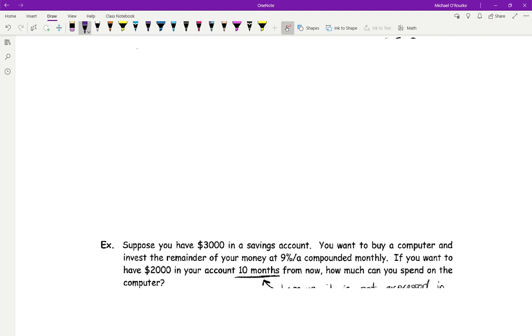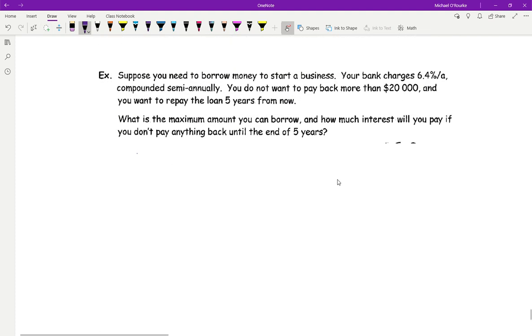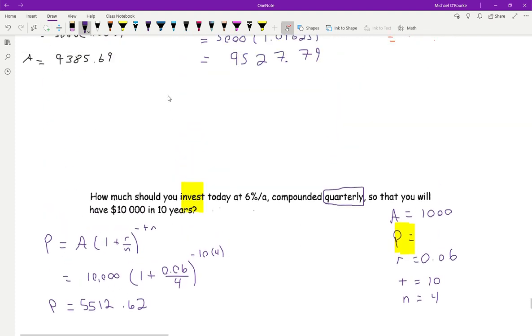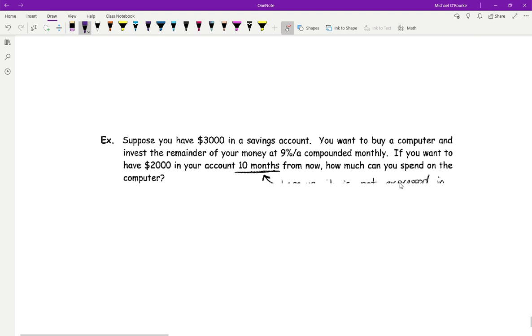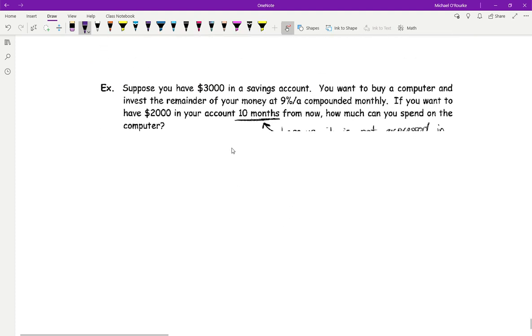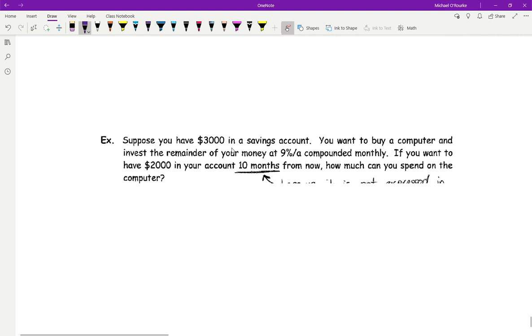Let me see here. Yeah, I'm thinking right now. I want to do a simpler question. Let's do this one here. Suppose you have $3,000 in your bank account. You want to buy a computer and invest the remainder at 9% semi-monthly. If you want to have $2,000 in your account in 10 months from now, how much can you spend on your card?